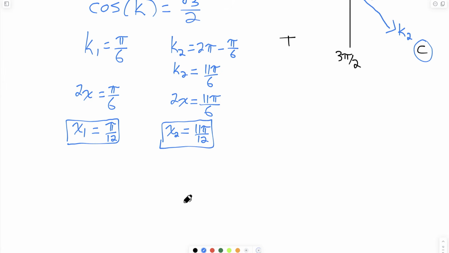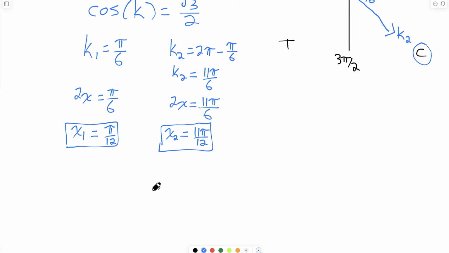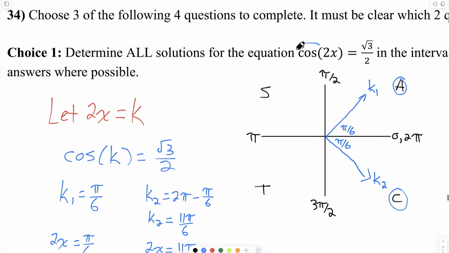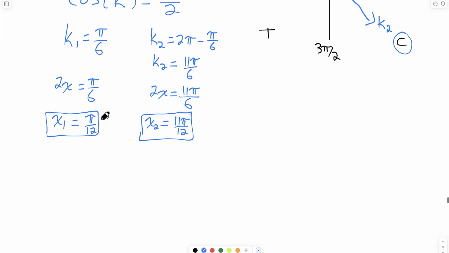Now these are both answers to the original equation, but they're not the only answers between 0 and 2 pi. Remember, the equation we're working with is cosine of 2x. That's a cos function that's been horizontally compressed by a half. The period of this function is only pi. So the two answers we got are in the first cycle. Let me just do a really quick sketch of this function so you can see what I'm talking about.